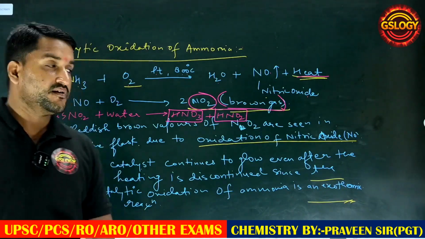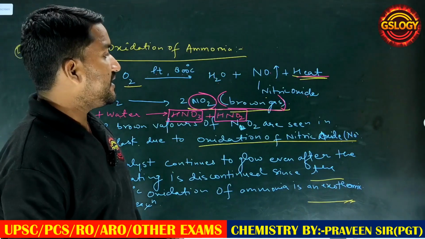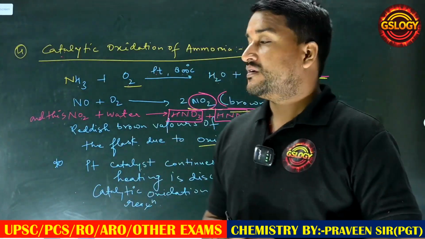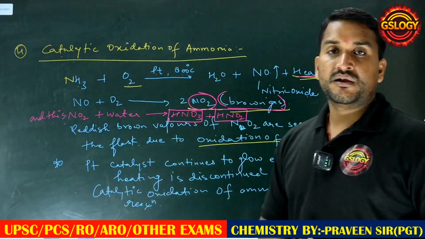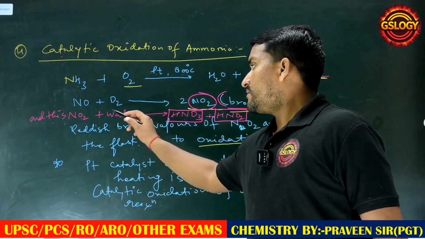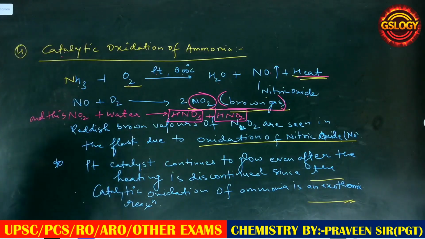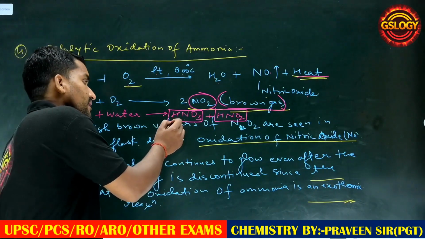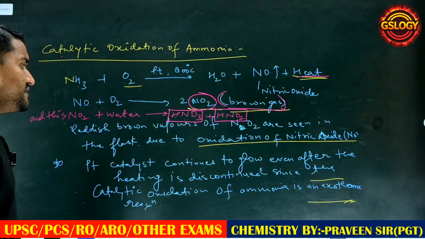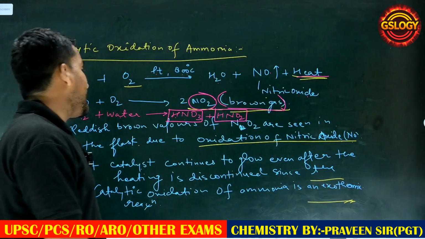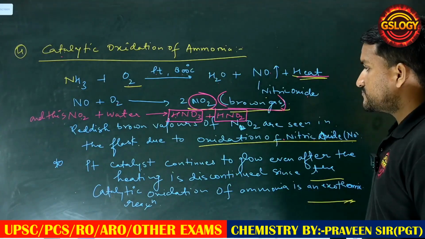Firstly, ammonia reacts with oxygen to form water, nitric oxide and heat. Secondly, nitric oxide reacts further with oxygen to form the brown gas nitrogen dioxide. Lastly, nitrogen dioxide reacts with water to form nitric acid and nitrous acid. Reddish brown vapor of NO2 is seen in the flask due to the oxidation of nitric oxide.